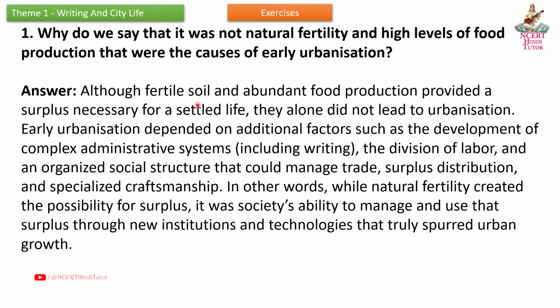Answer: Although fertile soil and abundant food production provided a surplus necessary for a settled life, they alone did not lead to urbanization. Early urbanization depended on additional factors such as the development of complex administrative systems, including writing, the division of labor, and an organized social structure that could manage trade, surplus distribution, and specialized craftsmanship. In other words, while natural fertility created the possibility for surplus, it was society's ability to manage and use that surplus through new institutions and technologies that truly spurred urban growth.